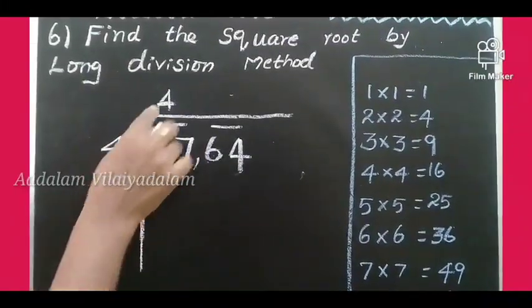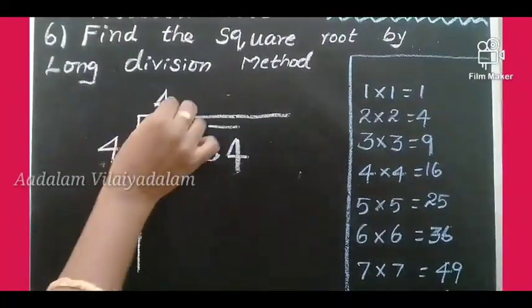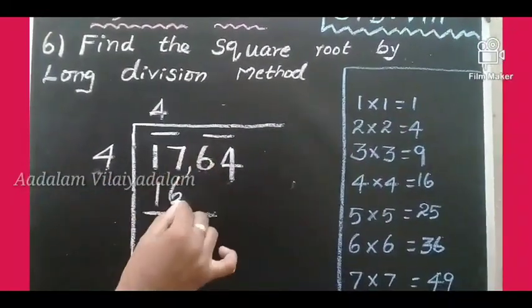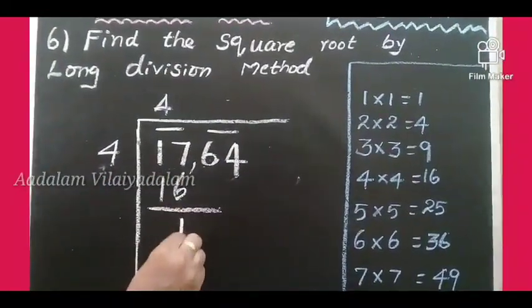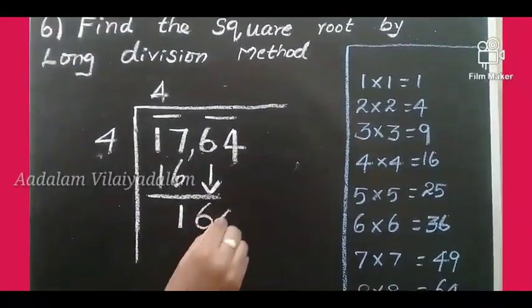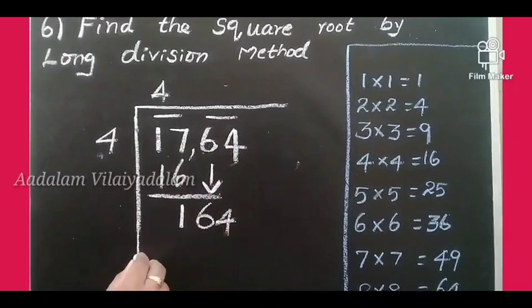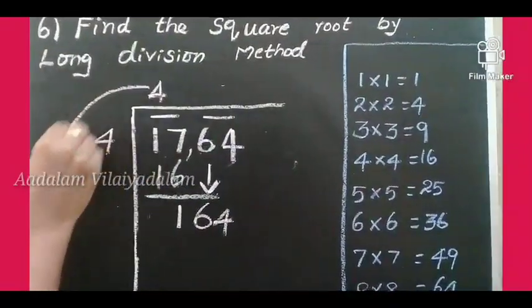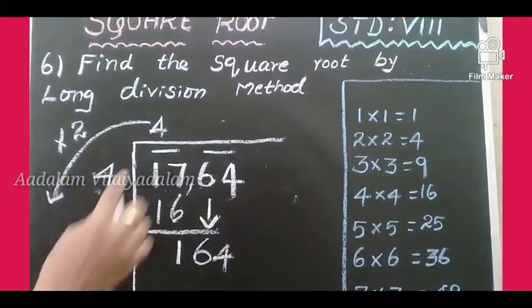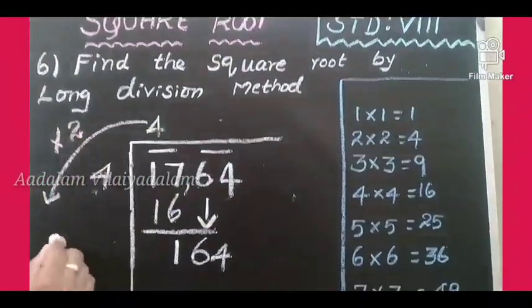So the divisor and the quotient are the same value. So 4 4s are 16. Now 17 minus 16, the answer is 1. So next write down the next digit 64. Now each number multiply by 2. Next we have to find the divisor. 4 2s are 8.